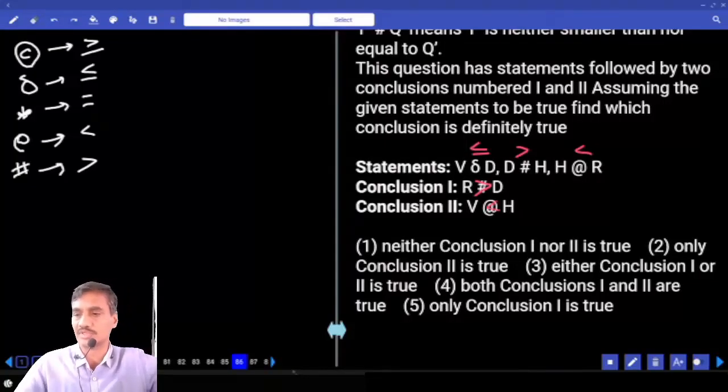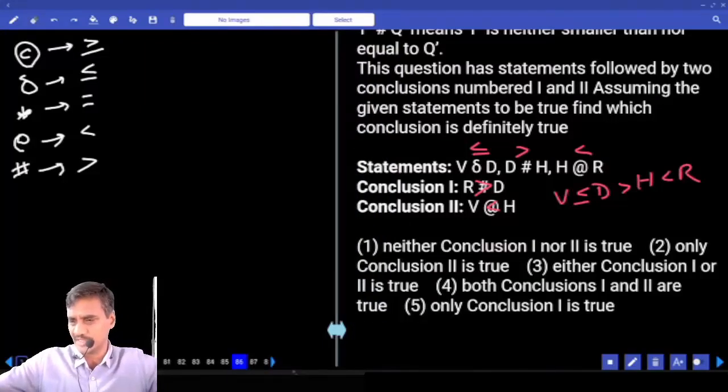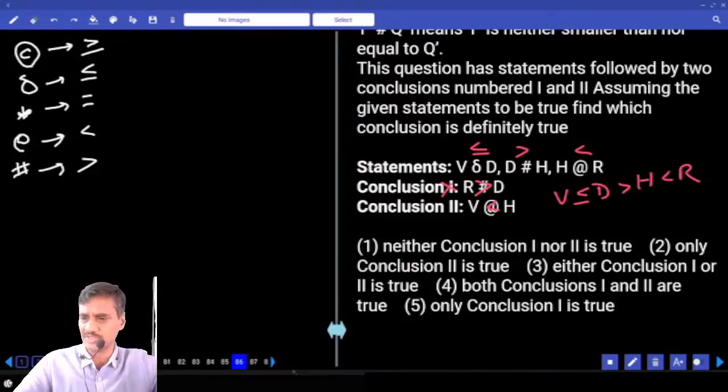Then according to this one, we combine all the statements here: V lesser than or equals to D, D greater than H lesser than R. Then first one, R and D. Between D and R, two opposite symbols, no relation. V and H, again two opposite symbols, no relation. Hence neither one nor two, choice 1, question number 86.